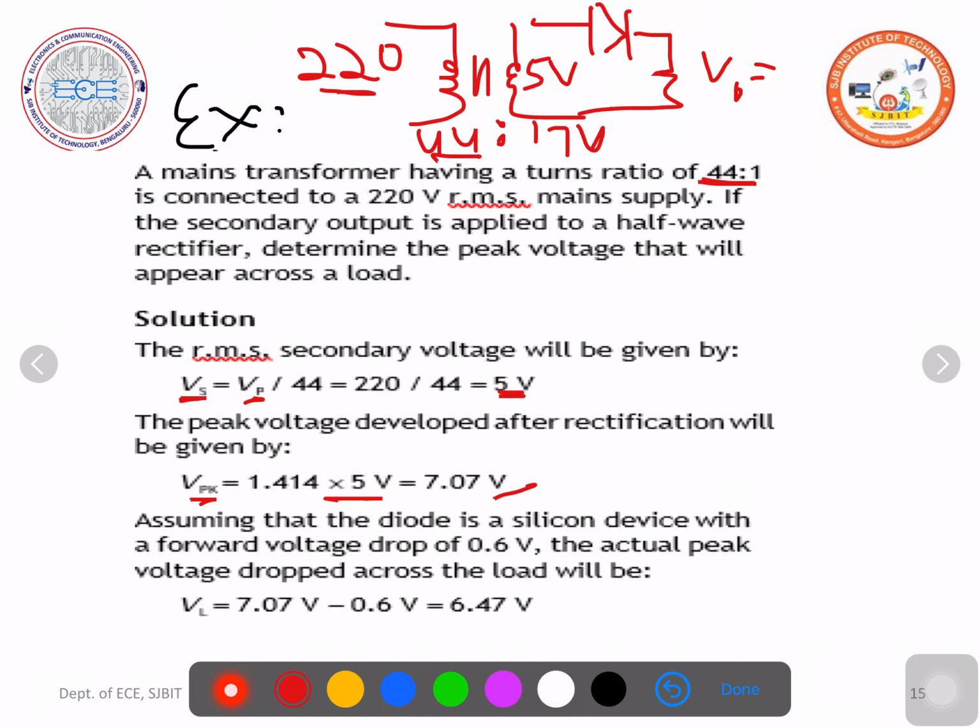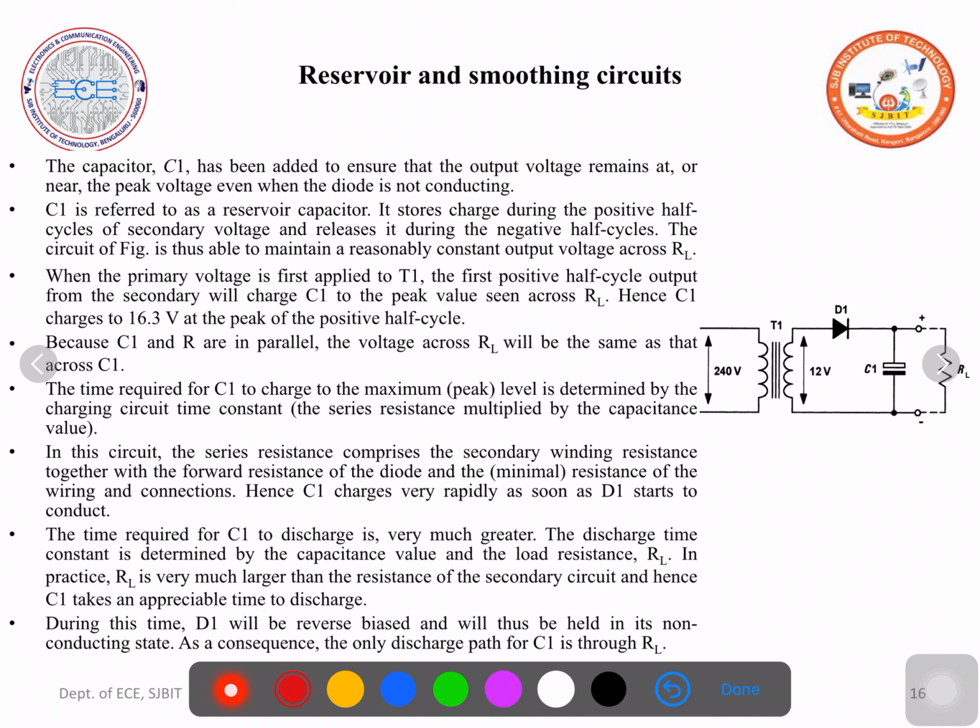Now we would like to calculate the peak voltage at the output of the rectifier. As you know, in the positive half cycle, the diode is forward biased, and assume there is a 0.6 volts drop across the diode whenever it is conducting. So 7 minus 0.6. So it is around 6.4 volts you will get as a peak voltage across the load resistance. Hope you have understood this example.